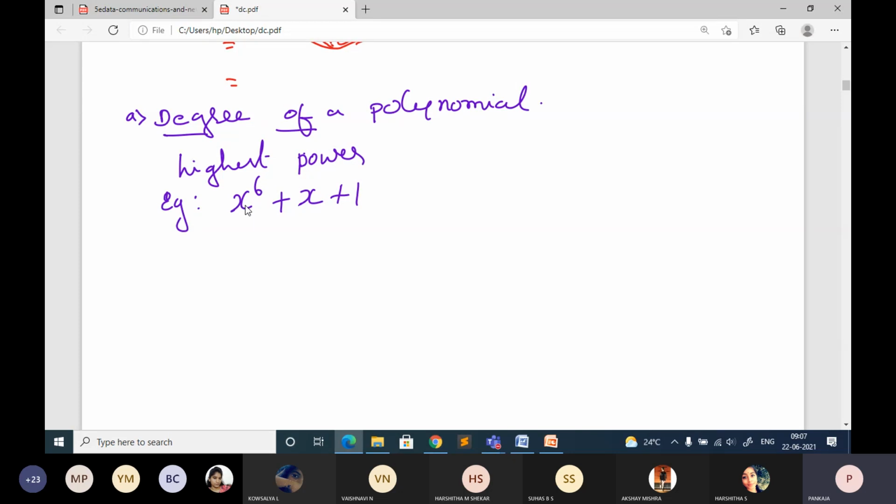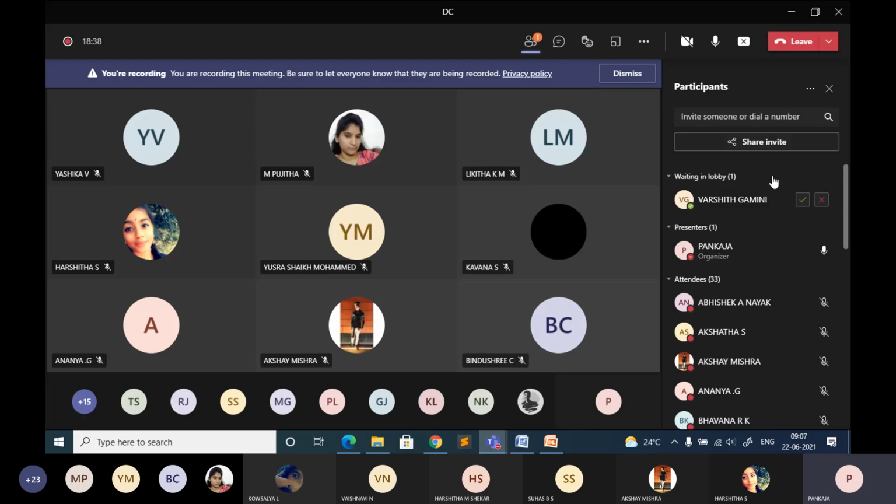This term is having the highest degree. So here the degree of this polynomial is 6. You should know that when I give you a polynomial, you should be able to tell what the highest degree is.